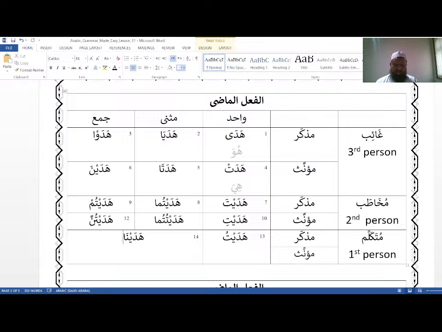Okay, so I hope you understood. So let's go through this and memorize them. Forget the rule, you don't need to remember the rules, just memorize the sigas.